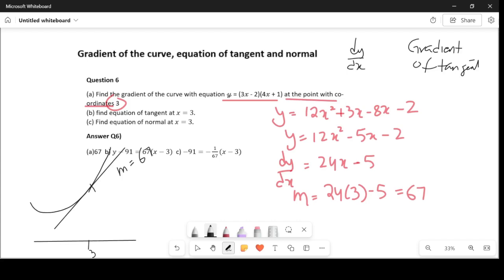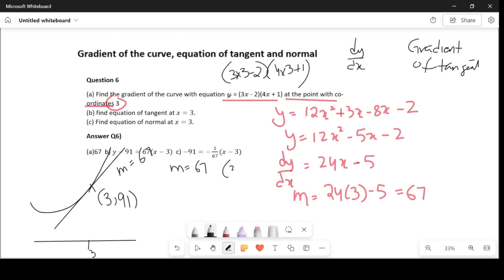Okay, now we need to find the equation of the tangent. For that, we need the gradient, which we already know is 67. Also, we need a point on this tangent. So we know that the x value is 3, but we can quickly find the y value by substituting 3 here. 3 times 3 minus 2, 9, that is 9 minus 2 times 12 plus 1, that's giving me 91. So y is 91 when x is 3.